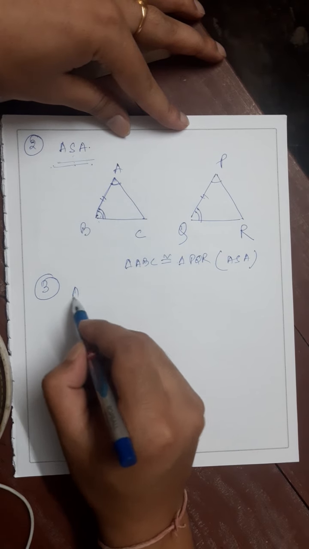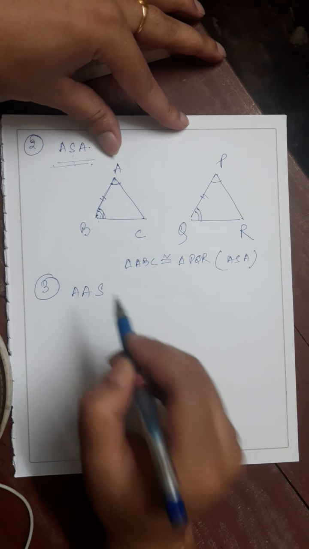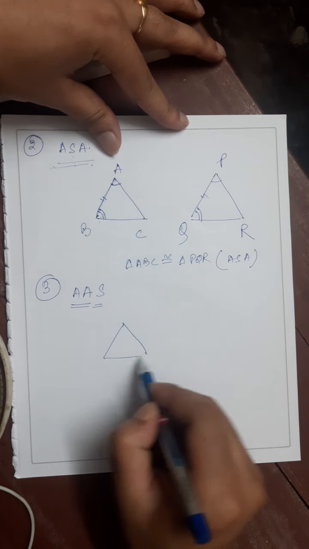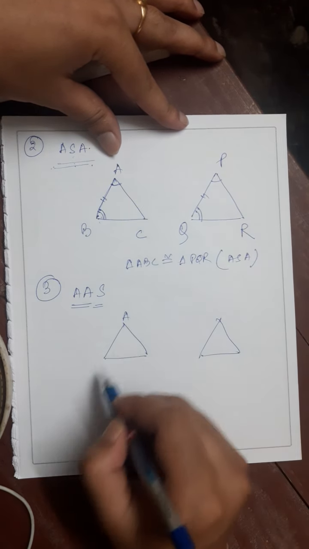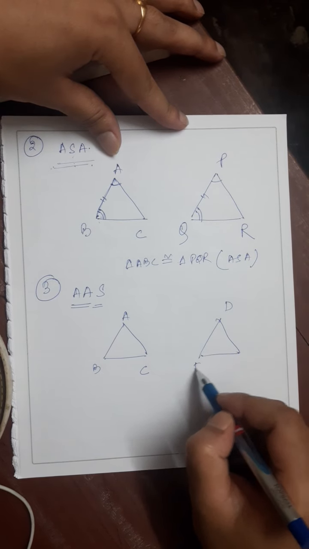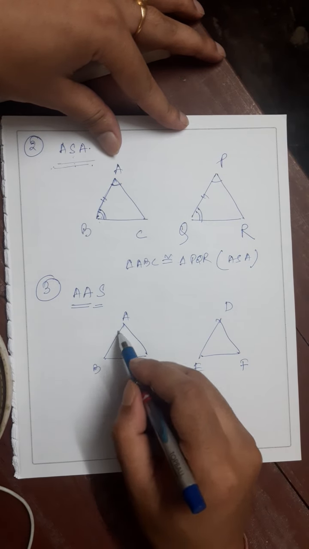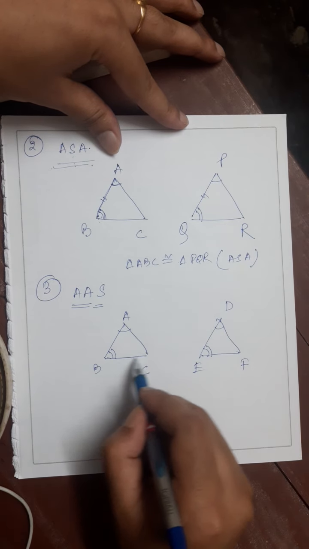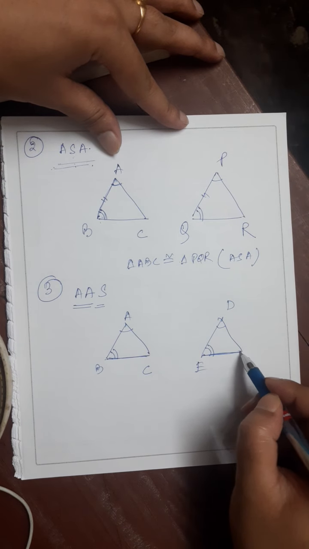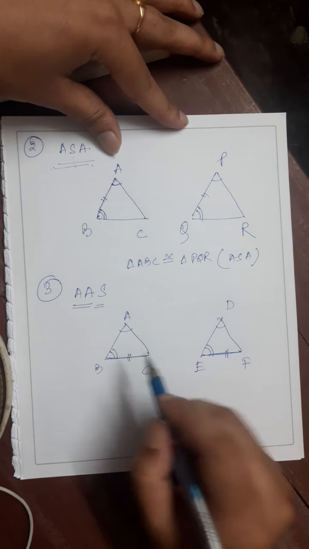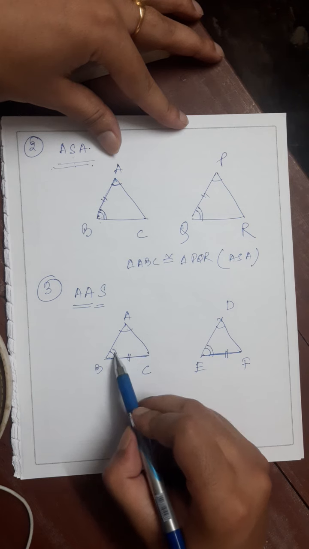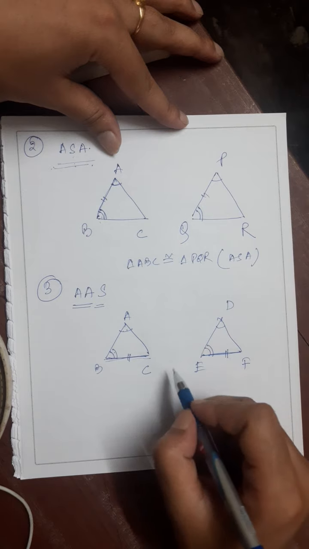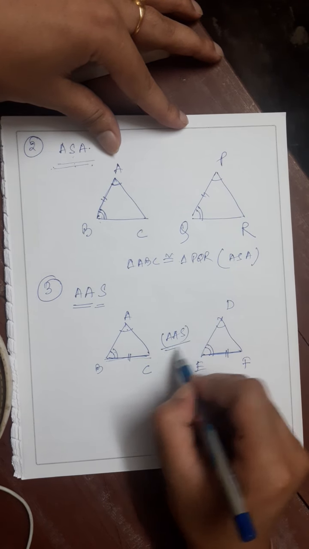Third type is angle angle side. So after two angles there has to be the side. So consider two triangles ABC, DEF. So if angle A is equal to angle D, angle B is equal to angle E, and BC is equal to EF, then you can see that after two angles the side is coming. So this is angle angle and side. Okay, here we can say angle angle side congruency.